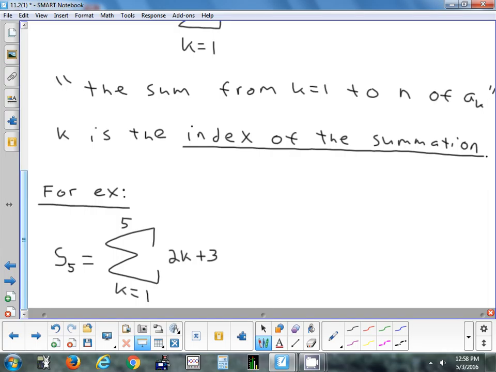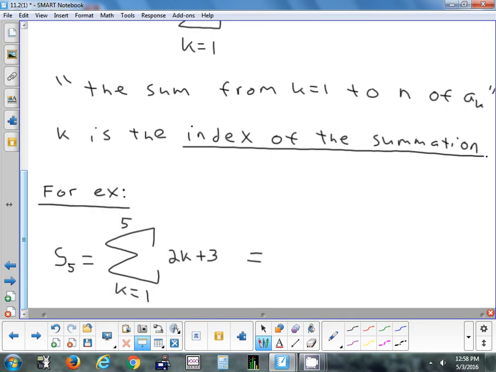How do you pronounce what's on the left-hand side? That's a capital S and a subscript 5. Yep, the fifth partial sum. And now on the right, how would you pronounce it, just plugging in what I have here in that notation? The sum from k equals 1 to 5 of the sequence 2k plus 3, yep.